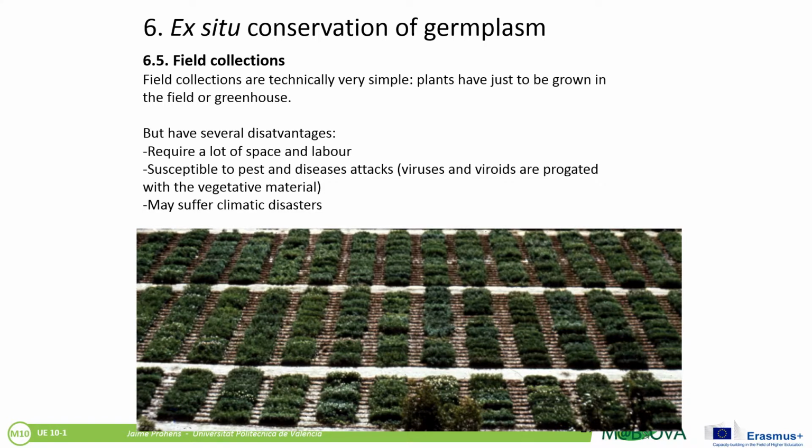An alternative are field collections, which are technically very simple, as plants just have to be grown in the field or greenhouse. However, field collections have several disadvantages. For example, they require a lot of space and labor. Also, there may be attacks of pests and diseases, and also viruses, viroids, and other pathogens are propagated with the vegetative material. And they may also suffer from climatic disasters.